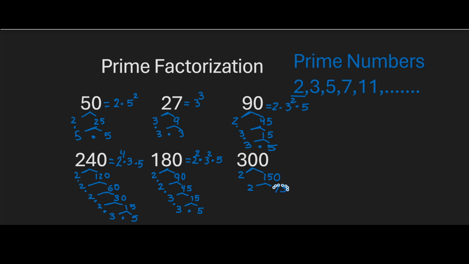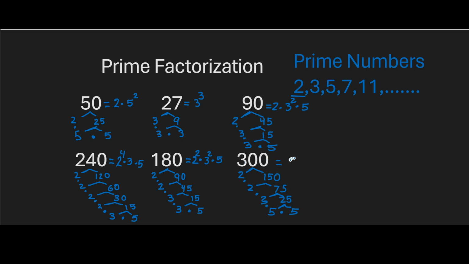And I can't divide by 2, so the next number is gonna be 3. So if I divide by 3, I'm gonna get 25. I can't divide this by 2 or 3, but I can divide by 5. And all these numbers are prime numbers. Okay, so I want to double check to see if I got the right answer. 5 times 5, that would be 25, times 3, that would be 75, times 2, 150, times 2, that would be 300.